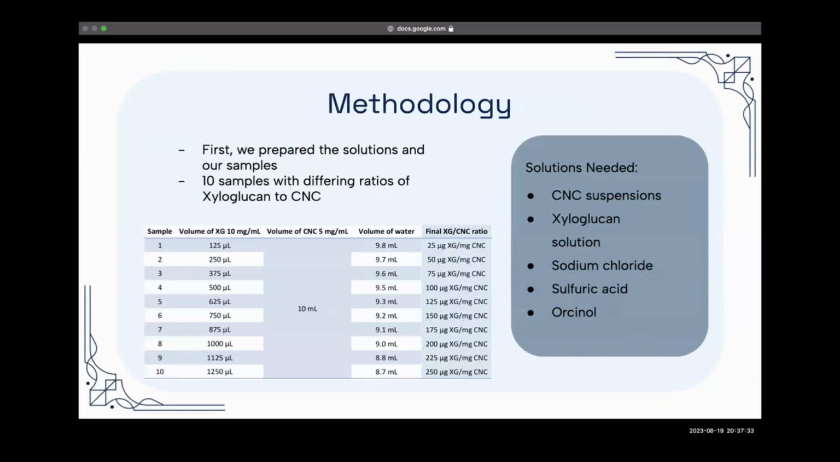In our experiment, we first prepared our solutions, and here I have listed the solutions we needed for our project. Solutions such as sulfuric acid and sodium chloride were first prepared, and our samples, which had differing xyloglucan to CNC ratios, were also prepared. As you can see in the big diagram on the bottom, sample 1 versus sample 10 has a different final xyloglucan to CNC ratio, and we increased them as our samples went on. We want to see how increasing these ratios affects binding capacity.